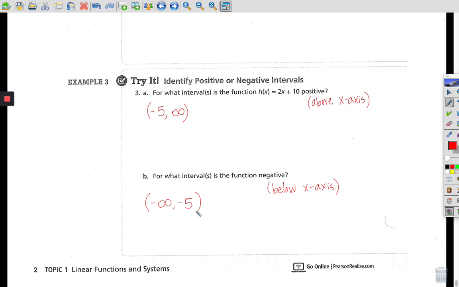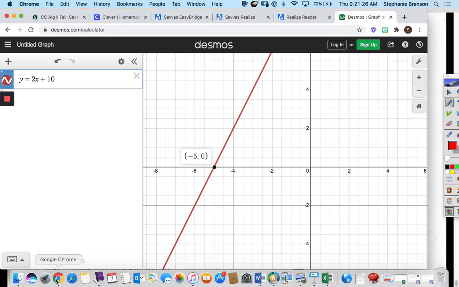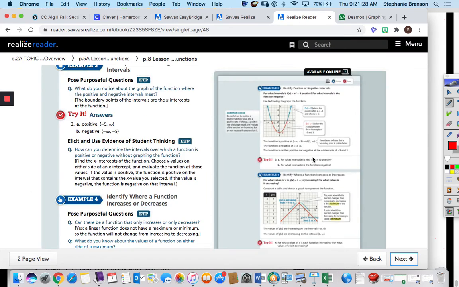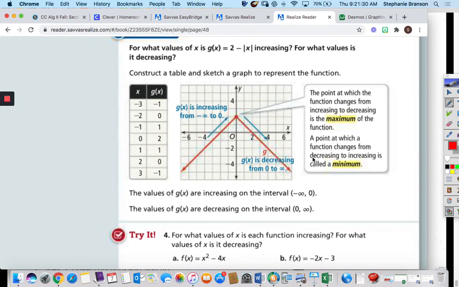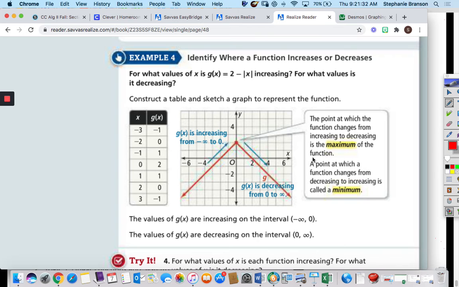Alright, so they had us look at the positive or negative. Now we're going to look at when the function is increasing or decreasing. For what values of x is g of x, and it gives you the function 2 minus the absolute value of x, increasing? And when is it decreasing?